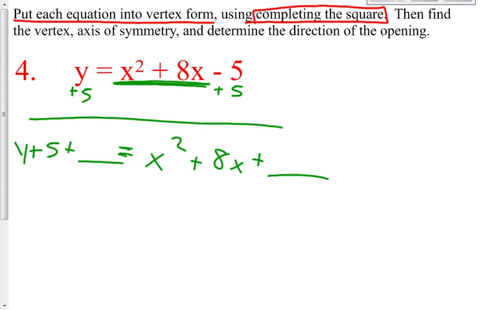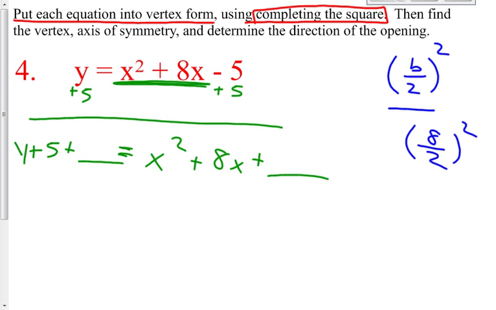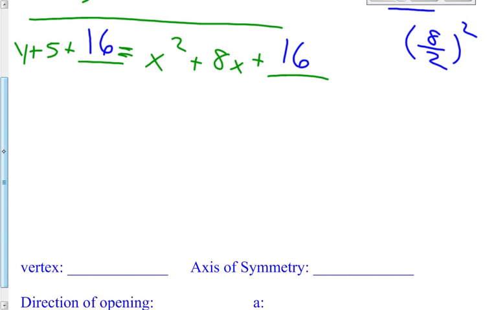So what goes in that blank? Remember, the blank is b divided by 2 quantity squared. So it is 8 divided by 2, that quantity squared. 8 divided by 2 is 4. 4 squared is 16. So 16 goes in the blank. If I add 16 to the right side, to make it balanced, I have to add 16 to the left side. So let's simplify some of this stuff.